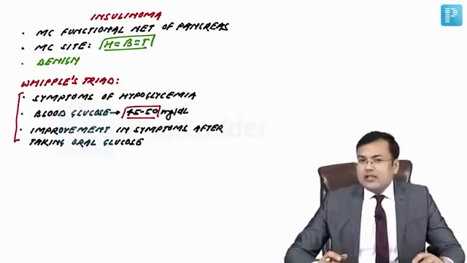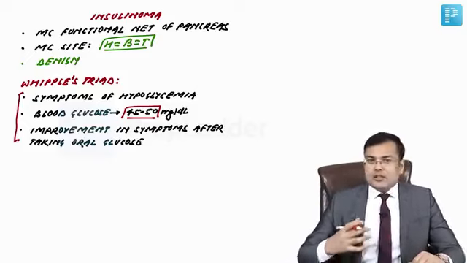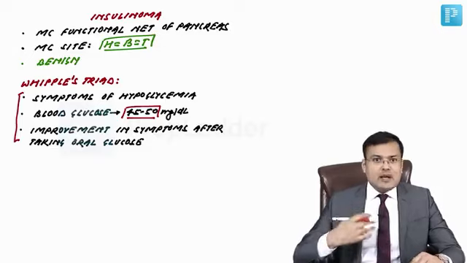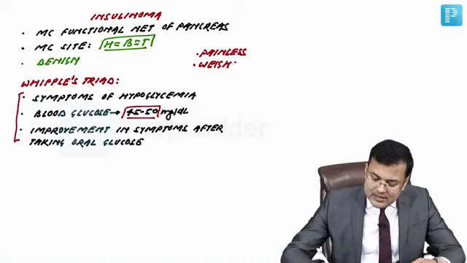Whipple's triad. Insulinoma is a painless condition, and since patient becomes symptomatic because of hypoglycemia, patient has frequent habit of eating. So this is painless, and because of frequent eating, there is what? Weight gain. So it's a painless condition and there is weight gain.